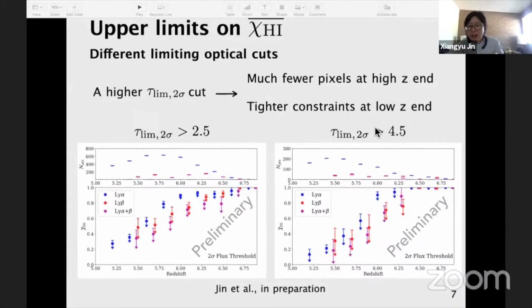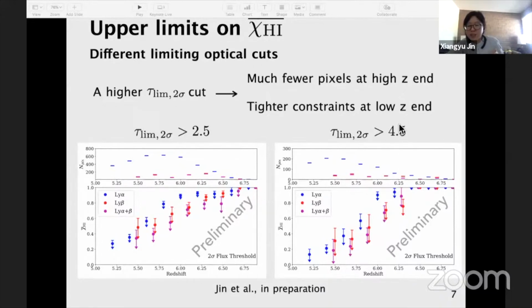panel. With this high limiting optical depth cut at 4.5, we can see it dramatically reduced the number of pixels used to calculate the dark pixel fraction. Because at the high redshift end, the sky is very noisy, so we don't have many pixels with high limiting optical depth to calculate the dark pixel fraction. Thus, with a high limiting optical depth cut at 4.5, we can no longer put a valid constraint on the neutral hydrogen fraction, except for one.